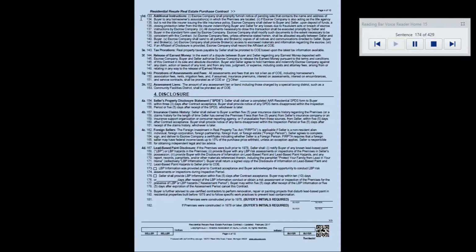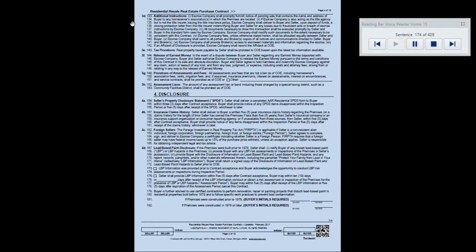3D. Additional instructions. 1. Escrow company shall promptly furnish notice of pending sale that contains the name and address of the buyer to any homeowners associations in which the premises is located. 2. If the escrow company is also acting as the title agency but is not the title insurer issuing the title insurance policy, escrow company shall deliver to buyer and seller, upon deposit of funds, a closing protection letter from the title insurer indemnifying buyer and seller for any losses due to fraudulent acts or breach of escrow instructions by escrow company.